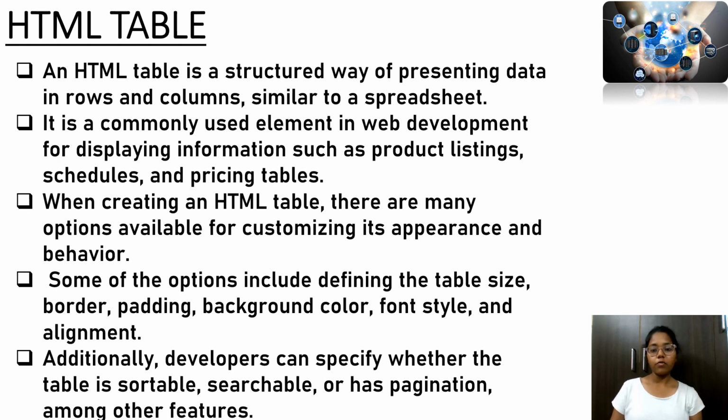HTML table is a structured way of presenting data in rows and columns which is similar to a spreadsheet. It is a commonly used element in web development for displaying information such as product listings, schedules and pricing tables. When creating a HTML table, there are many options available for customizing their appearance and behavior. Some of the options include defining the table size, border, padding, background color, font style, and alignment. Additionally, developers can specify whether the table is sortable, searchable, or has pagination, among other features.